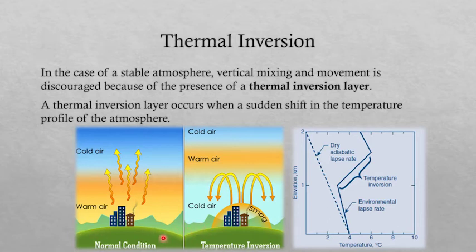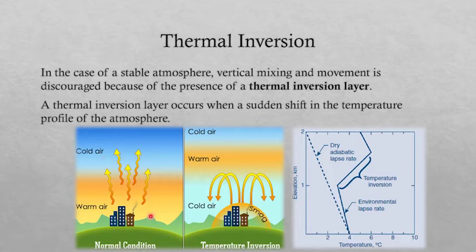Under normal conditions or under an unstable atmosphere, we have a demarcation between warm air, which is near the ground, and cold air, which is far up the ground. So the warm air parcels that are normally carrying pollutants are simply carried to the cold section of the atmosphere.